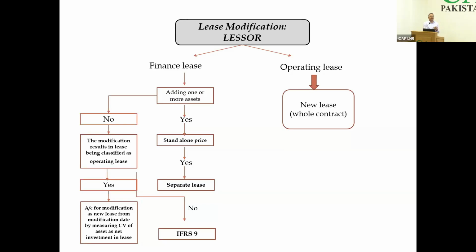Let's say you have the value of lease receivable 100,000 and it's not being classified as an operating lease. What you will do, you will discount the remaining cash flows at the original discount rate. Let's say it comes to 90,000. So what's the difference? 10,000. You will simply credit lease receivable, debit profit or loss account. This is the accounting given under IFRS 9 for modification in the financial asset.